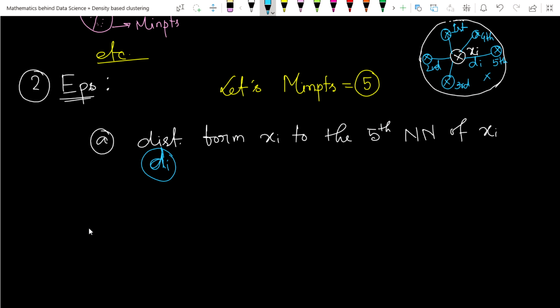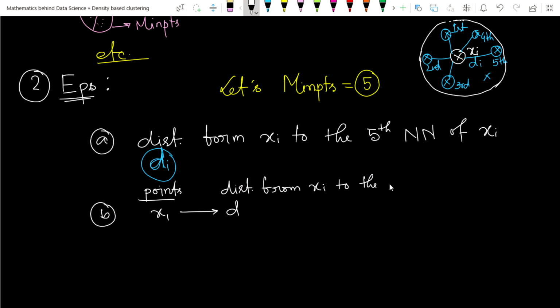After finding this distance, the next step is to find it for each point. Suppose for the first point, we find the fifth nearest neighbor distance. These are the distances from xi to the fifth nearest neighbor of xi. Why am I choosing the fifth? Because the fifth is responsible for the min points.